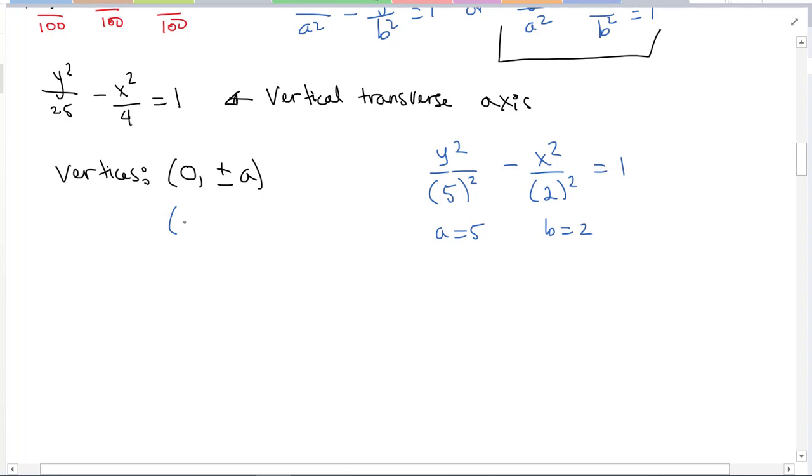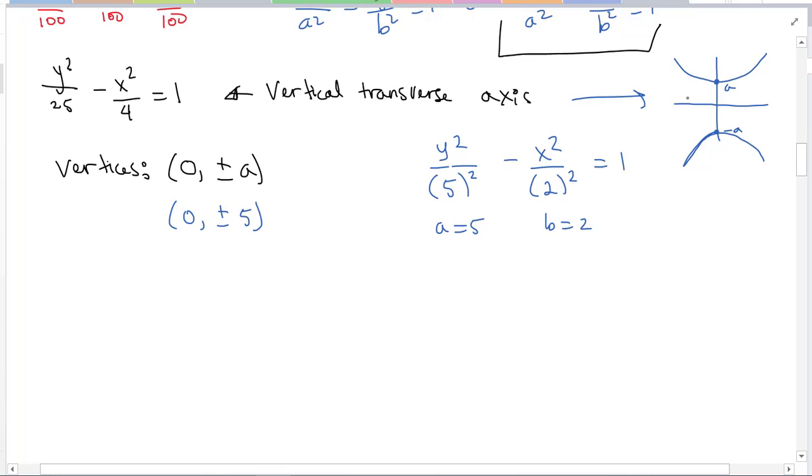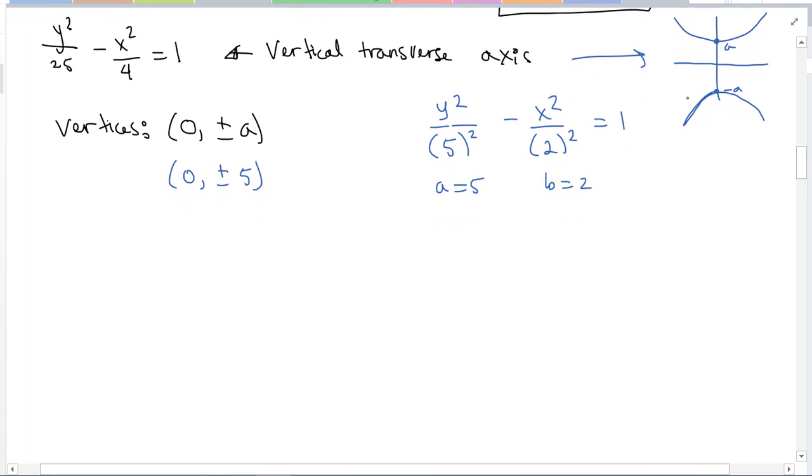So the vertices are going to be 0 and plus or minus a, so plus or minus 5. Because this has a vertical transverse axis, the hyperbola has vertices at a and at minus a, so it's going to open vertically, up and down. So when we're looking at a vertical transverse axis, it's going to open up and down. A horizontal transverse axis is going to open right and left, like the example we did in the previous video.